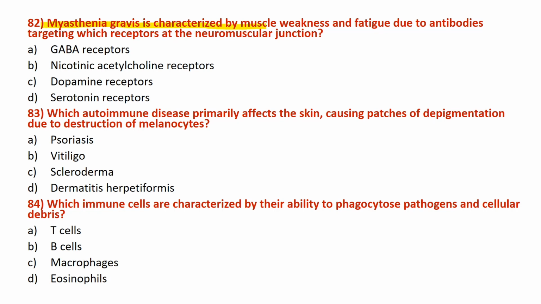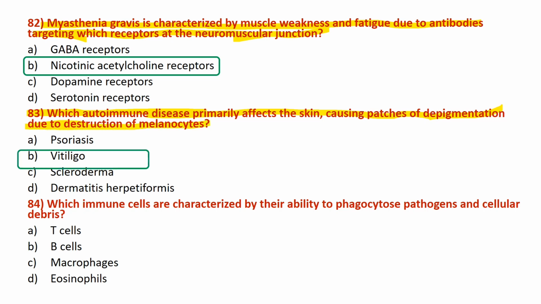Myasthenia gravis is characterized by muscle weakness and fatigue due to antibodies targeting which receptors at the neuromuscular junction? And the right answer is option B, nicotinic acetylcholine receptors. Which autoimmune disease primarily affects the skin, causing patches of depigmentation due to destruction of melanocytes? And the right answer is option B, vitiligo.